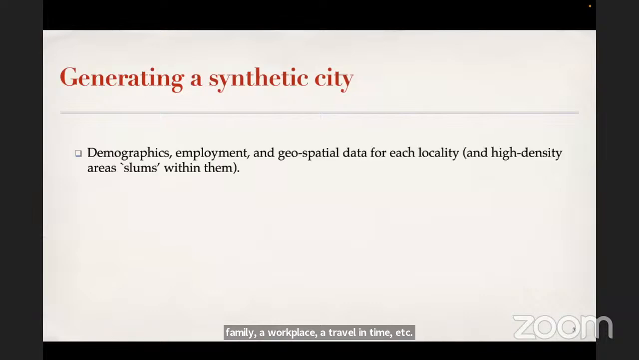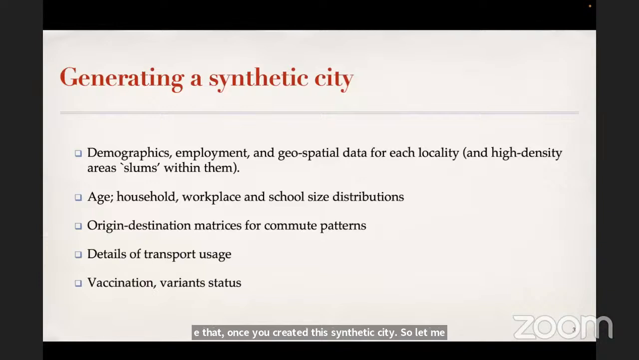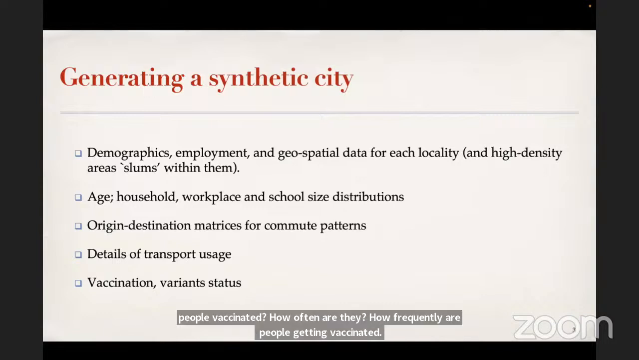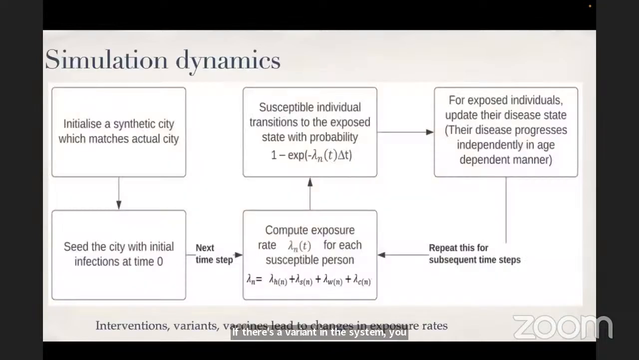And so, once we created this synthetic city, let me again say this. Demographics, employment, geospatial data for each locality, slums, etc., age, household, workplace, school size distribution, origin-destination matrix for commute patterns, details of transport usage, and later on, are people vaccinated? How frequently are people getting vaccinated? If there's a variant in the system, what's the status of the variant? All of these details, one can model. So this is how the simulation is going to work.